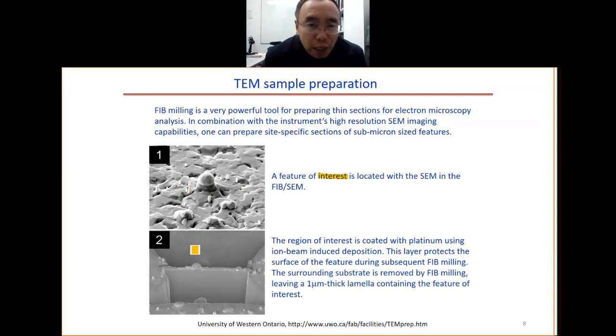You use the ion beam to cut away this side, and also cut away this side. You cut away this side, cut away this side. Then you leave behind a thin slice. The slice here is about 1 micrometer thick. You should cut from the edge to the center. Again, you cut from edge to the center.